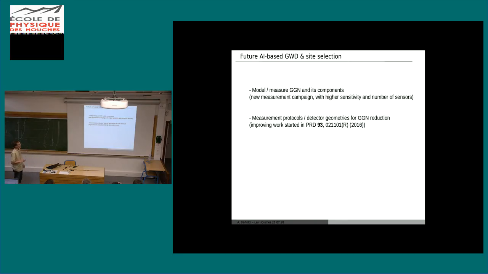So we are now making a longer measurement campaign for this noise variation on site, in order to better understand what we have in that underground lab, and to see how we can finally implement optimized measurement protocols and detector geometries for gravity gradient noise reduction, the scheme that I presented before with the array of gravimeters, in order to optimize the length and the distance between these gravimeters.